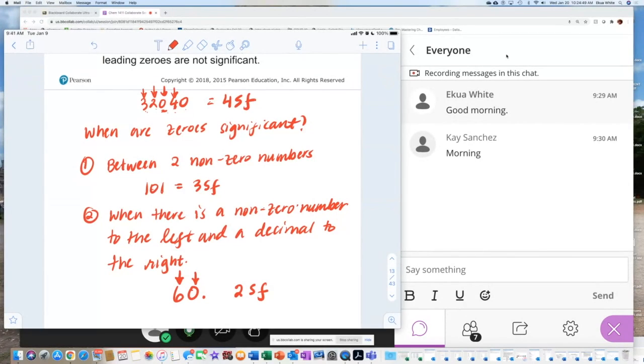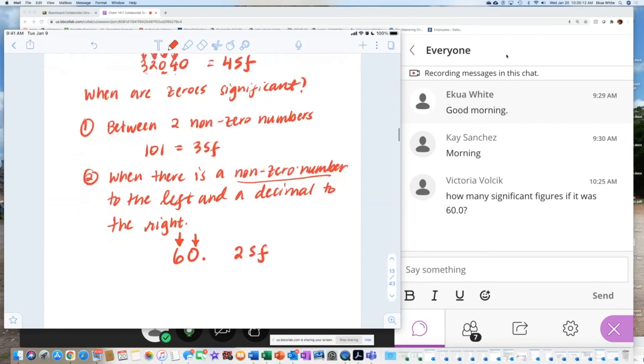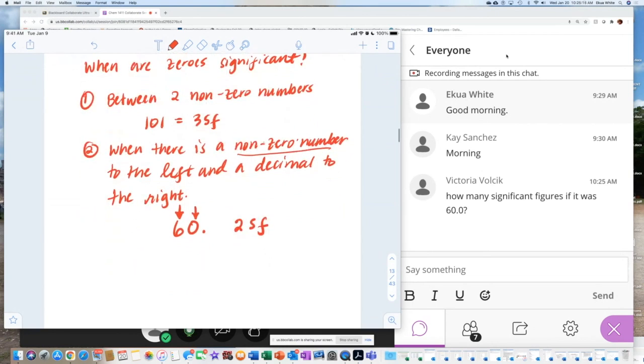Yeah? So as long as you have non-zero numbers, so I'm always doing a check, right? Once I figured out how to apply the rules, I was always checking. Does it fulfill the criteria? Is there a non-zero number to the left? Is there a decimal to the right? Thank you, Victoria, finally making me feel like I'm not alone here. Okay, so let me add the third rule, and then I'll answer Victoria's question.